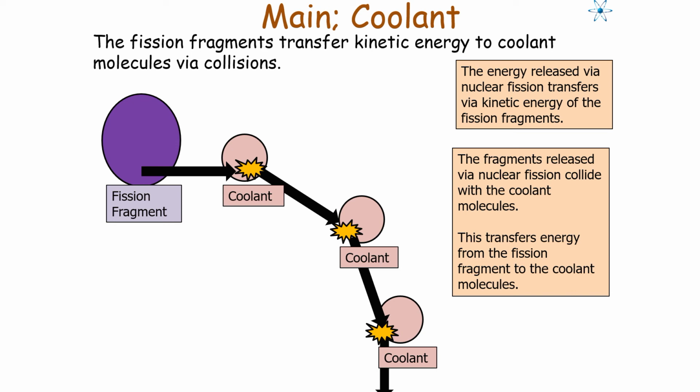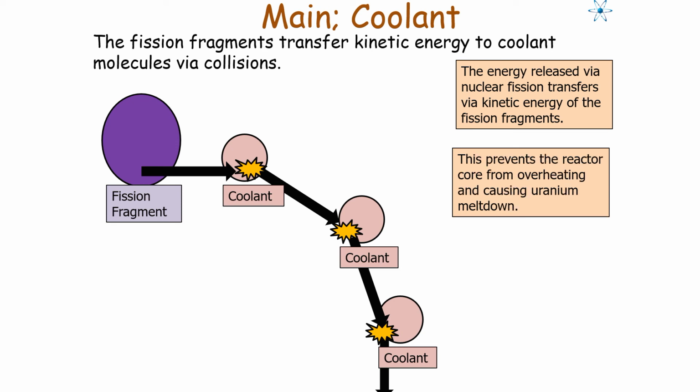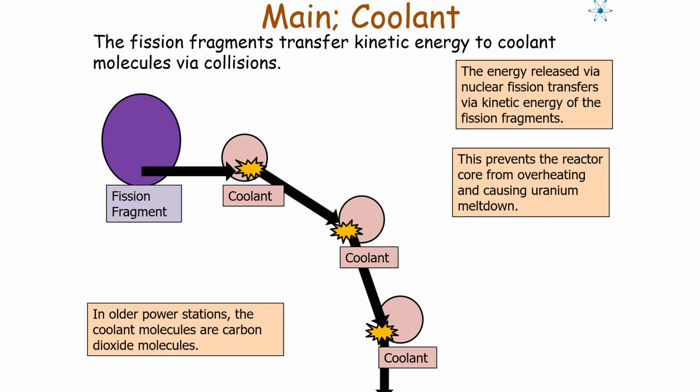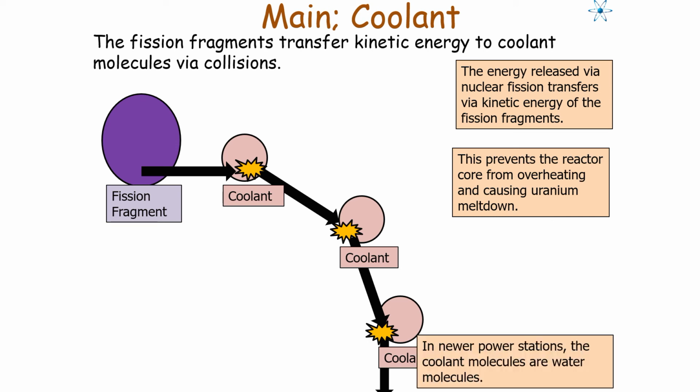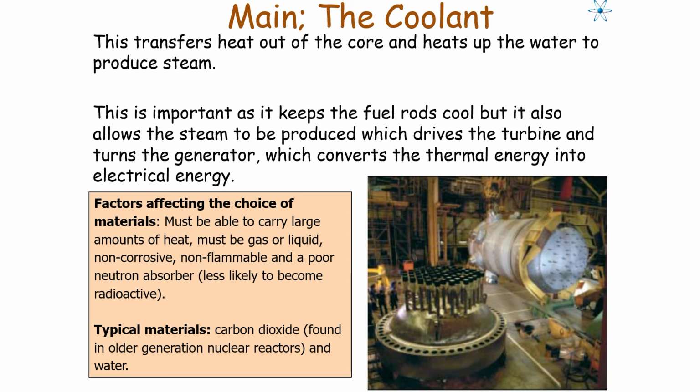This transfers their kinetic energy to the coolant molecules, and this prevents the reactor core from overheating and causing a uranium meltdown. Now, in older power stations, the coolant actually tends to be carbon dioxide molecules. In newer power stations, it is now water molecules. This transfers the energy out of the core and heats up water to produce steam, which you can then use to actually produce electricity.